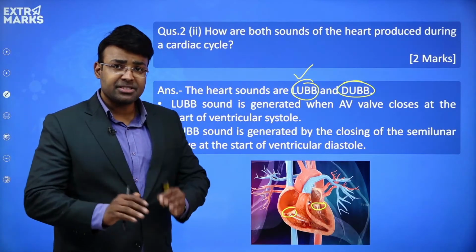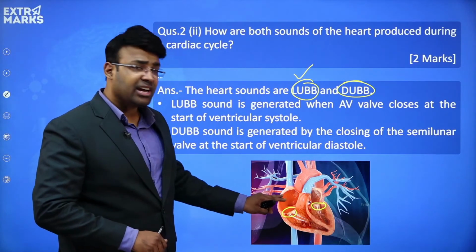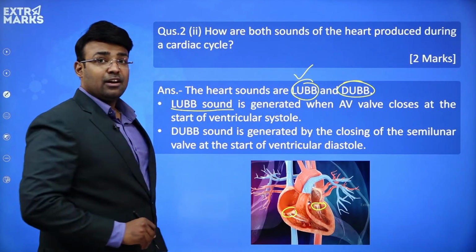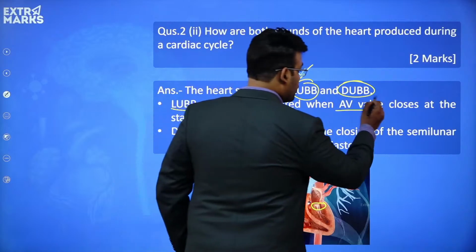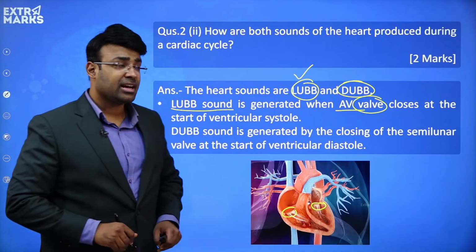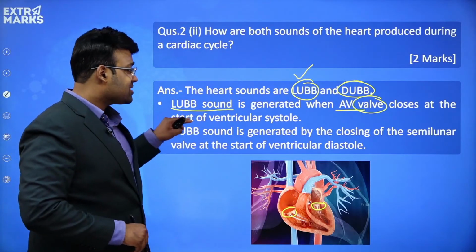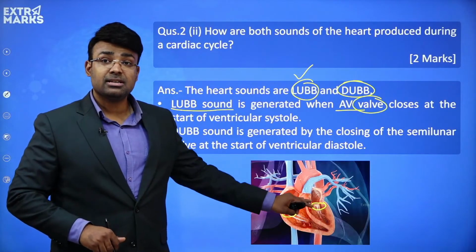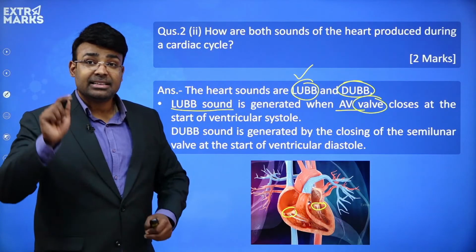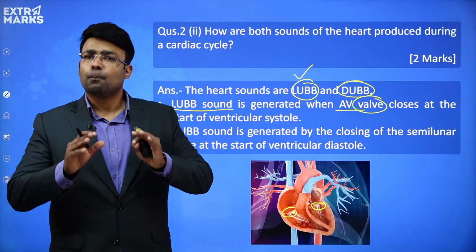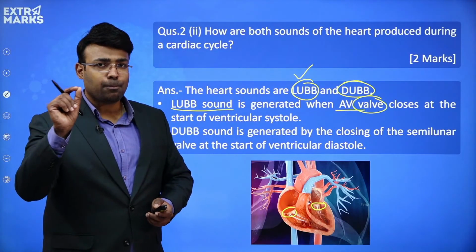And where are they present? They are present between the atria and the ventricle. So the first point: the lub sound is generated when the AV valve, or atrioventricular valve, present between the atria and the ventricle, closes at the start of ventricular systole, when the ventricles are about to contract. At that time the lub sound is produced. So I hope this lub point is clear.